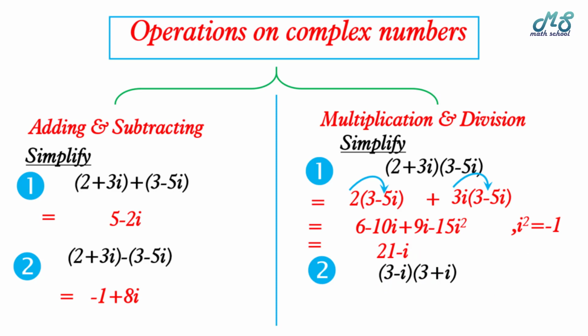Finally guys, 3 minus i times 3 plus i. It's easy now. The difference between two amounts times the sum of the same two amounts: square the first amount minus square the second amount. It will be 3 squared minus i squared. 3 squared equals 9, minus i squared equals negative 1 times negative, guys, it will be positive 1. Now 9 plus 1 equals 10.